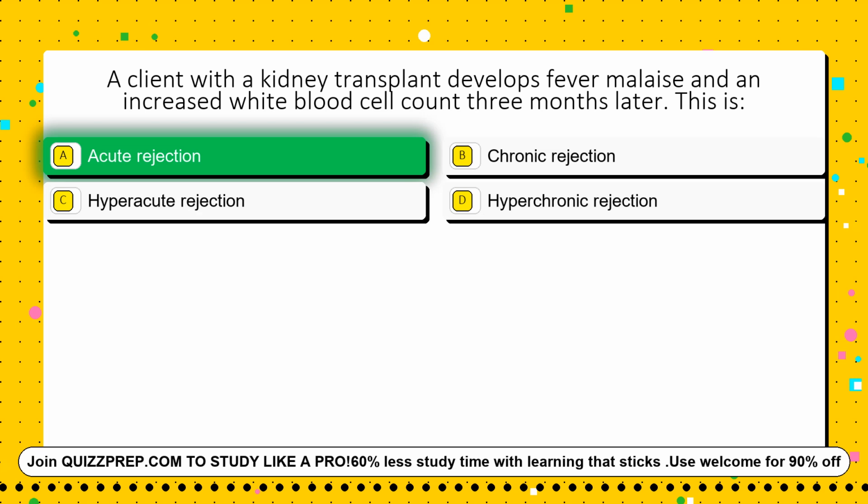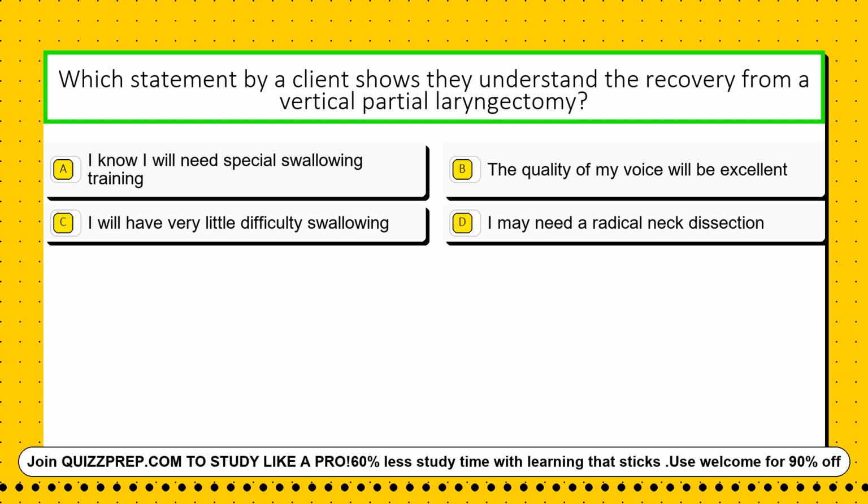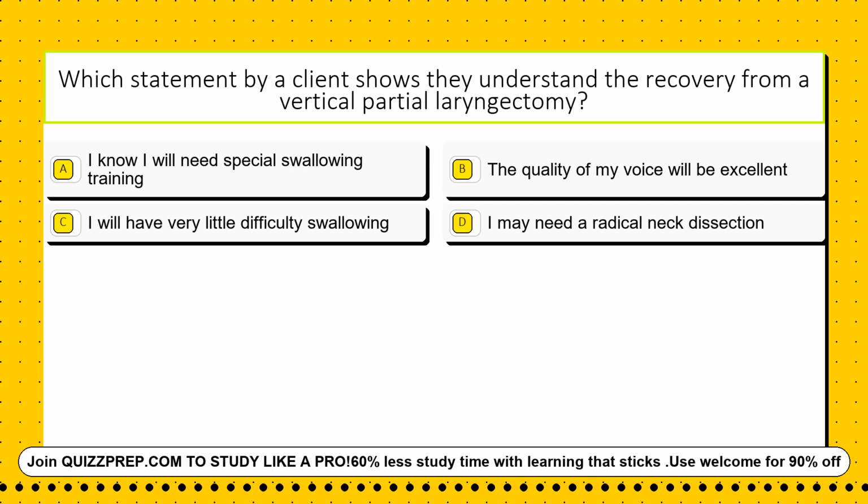The correct answer is option A. Acute rejection. These are classic signs of acute rejection which typically occurs weeks to months after the transplant. Question 55. Which statement by a client shows they understand the recovery from a vertical partial laryngectomy? Option A. I know I will need special swallowing training. Option B. The quality of my voice will be excellent. Option C. I will have very little difficulty swallowing. Option D. I may need a radical neck dissection.